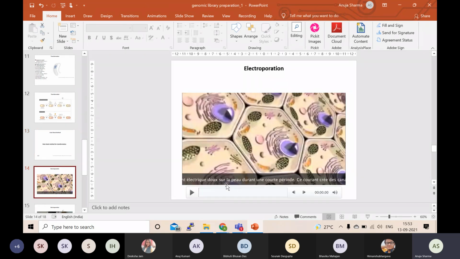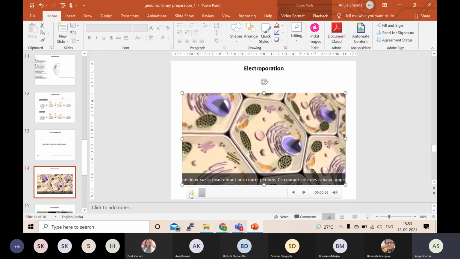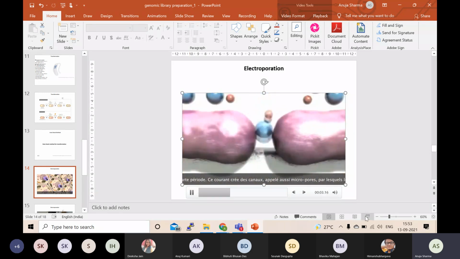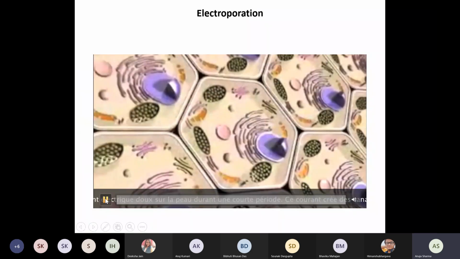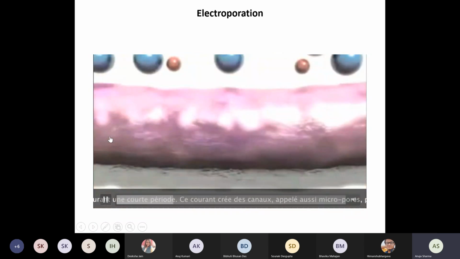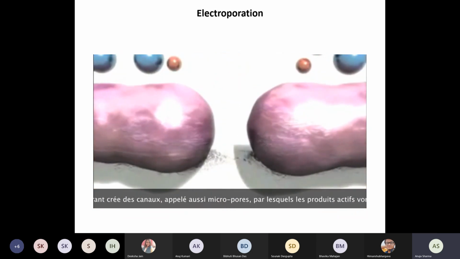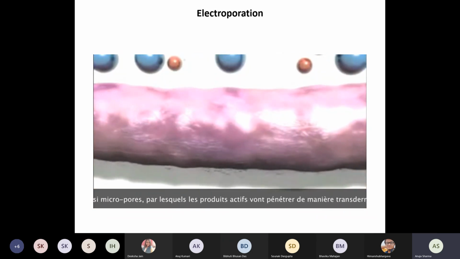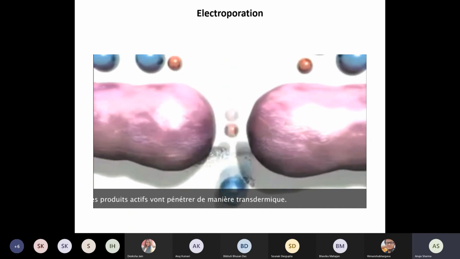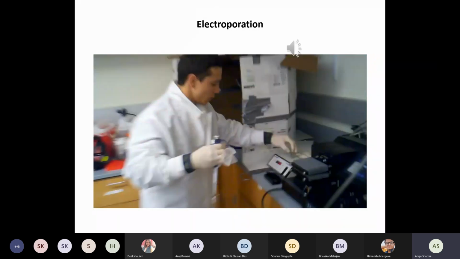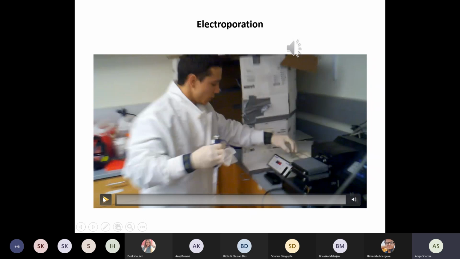Next, maybe you can use the electroporation method. This pulsating current causes small channels or micropores to be formed in the membranes, through which the molecules in the surrounding area are able to pass. So basically, for electroporation and heat shock, the basis is simple as that. We make pores in the bacterial wall so that the recombinant plasmid can easily be taken up by the bacteria.